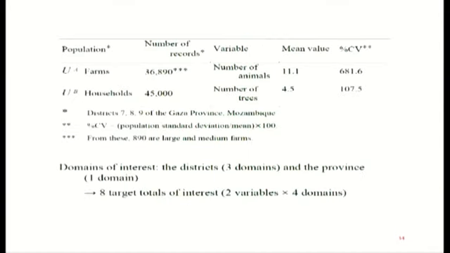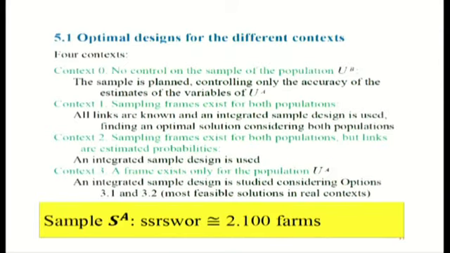The empirical results: we had a data set of Gaza province in Mozambique for households and farms. These are real data. We linked this real data, and in order to have a realistic setup for our simulation, we considered a problem with 4 domains and 2 variables. And so we have a problem with 8 target variables, a multi-domain, multivariate problem. And these are the results.